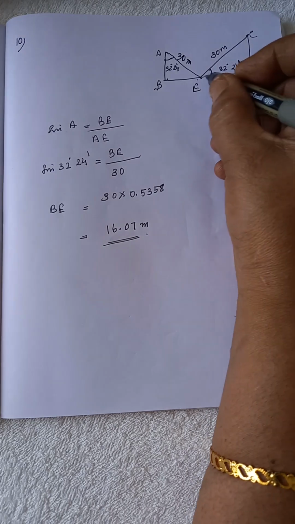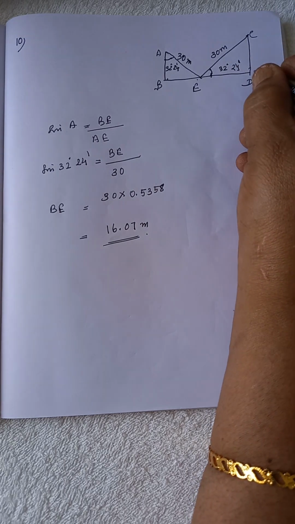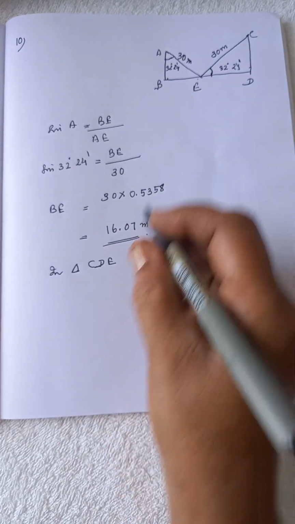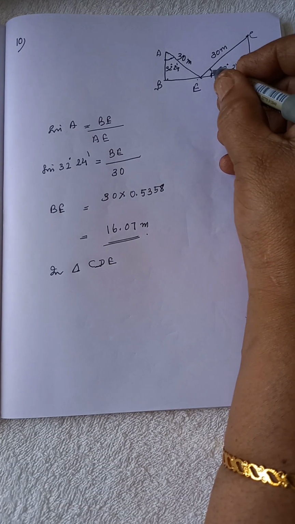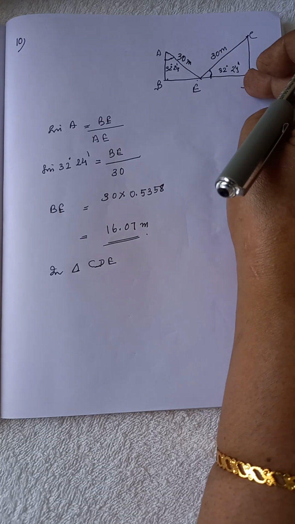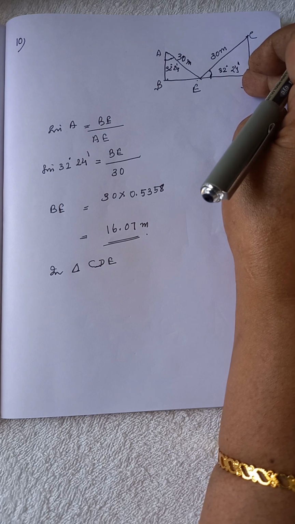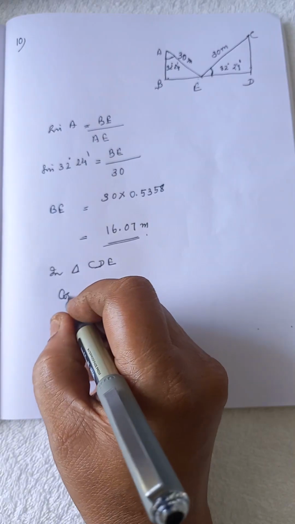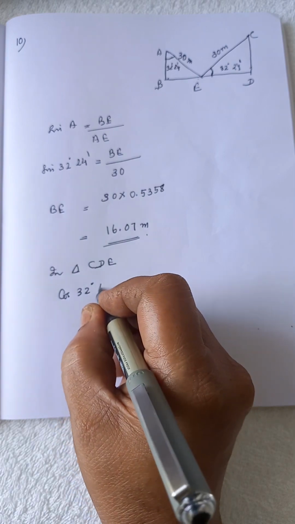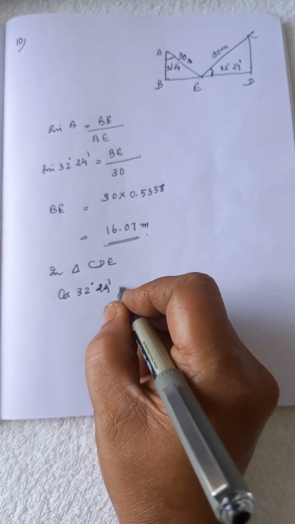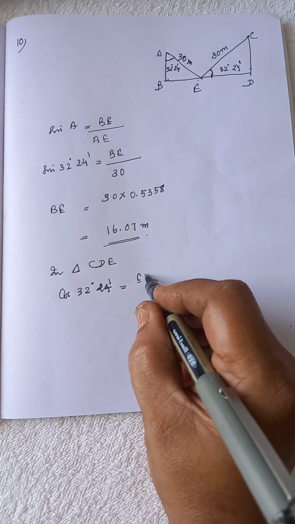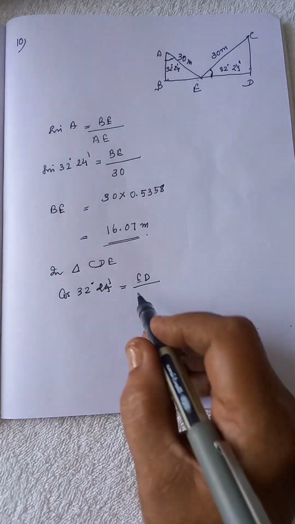Now we have to get this ED also. So in triangle CDE, we want to get this angle. So this angle is given. We want to get this side. Which relation we can take? Cos relation we can take. So this hypotenuse, that also we got. So cos 32 degree 24 minutes, that is equal to adjacent side ED by hypotenuse, that is 30 meter.